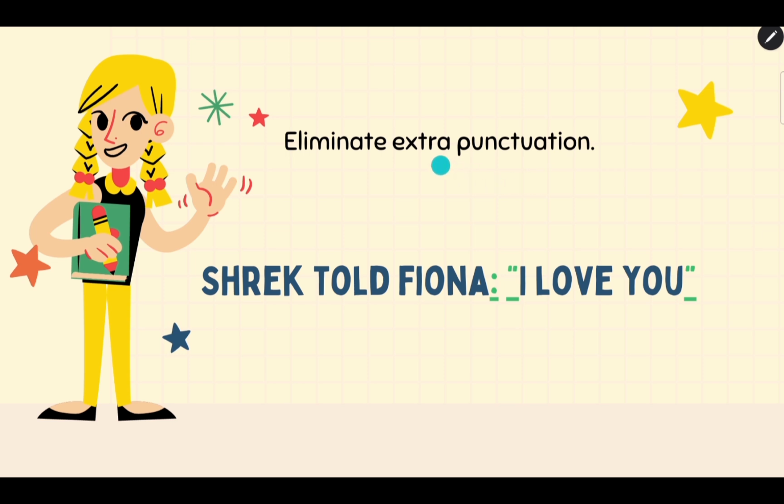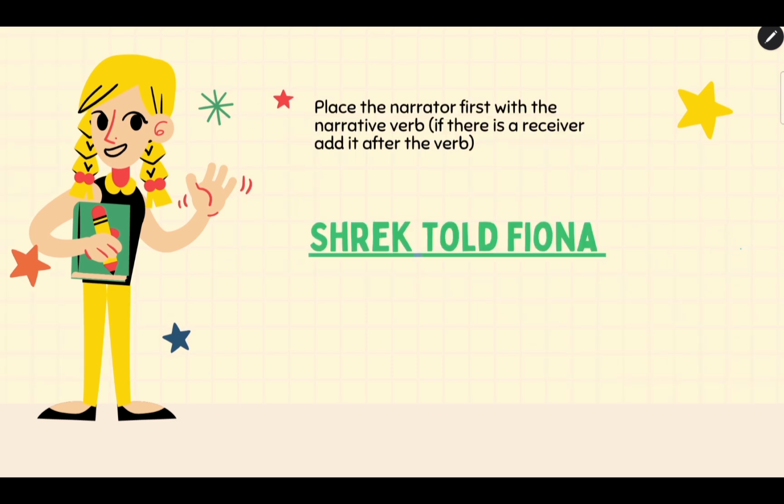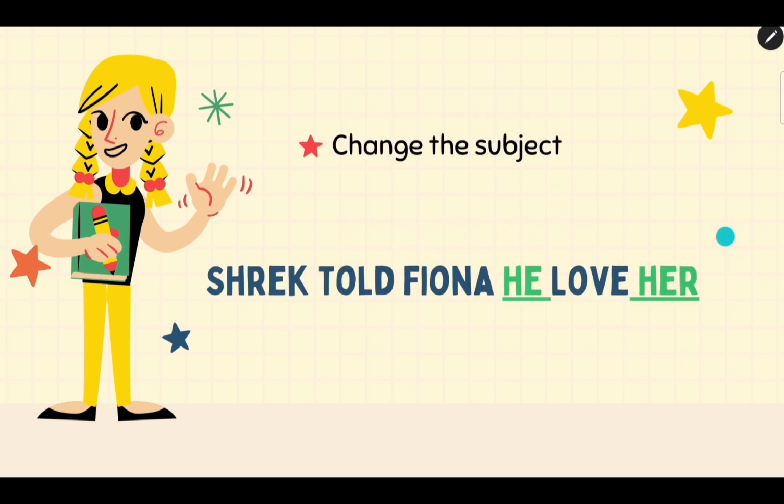And now, in this case, the first step is to eliminate the extra punctuation. We have here a colon and some quotation marks, so we have to eliminate them. Let's continue. Then number 2, place the narrator first with the narrative verb. If there is a receiver, add it after the verb. So we have the narrator, Shrek, the narrative verb, told, and the receiver, Fiona.